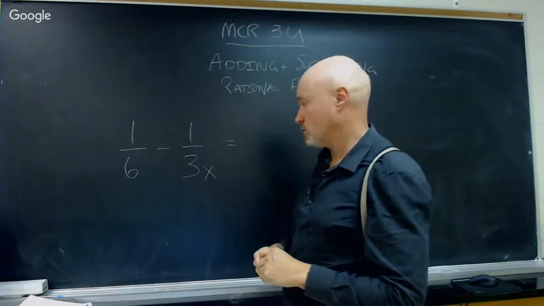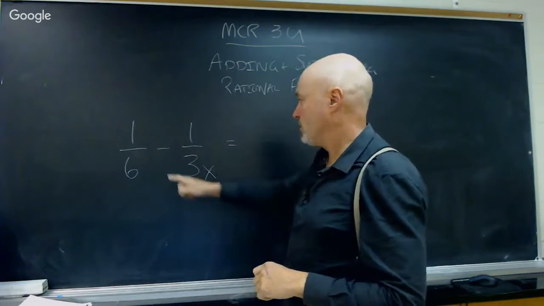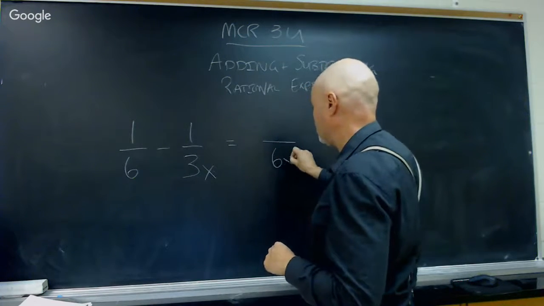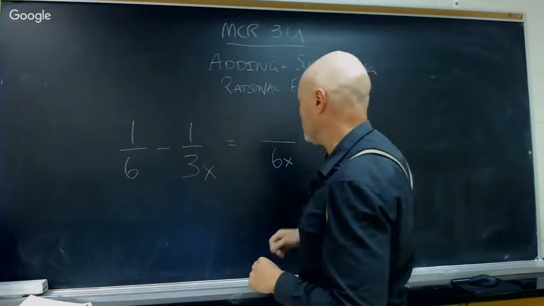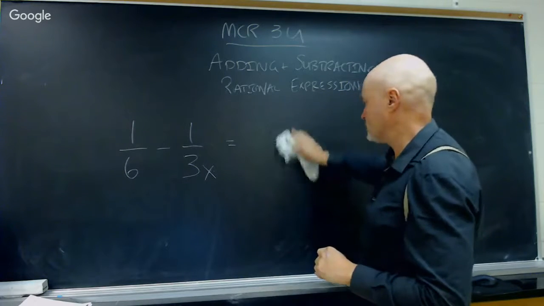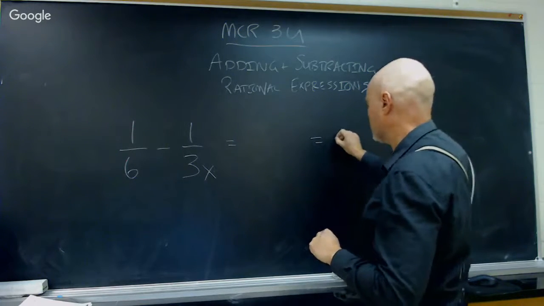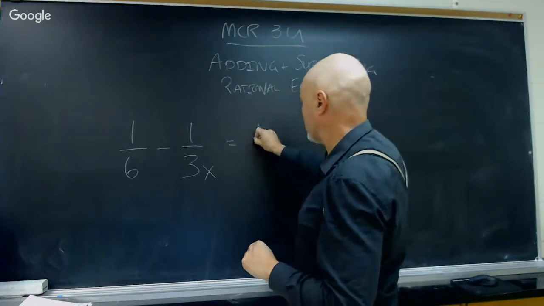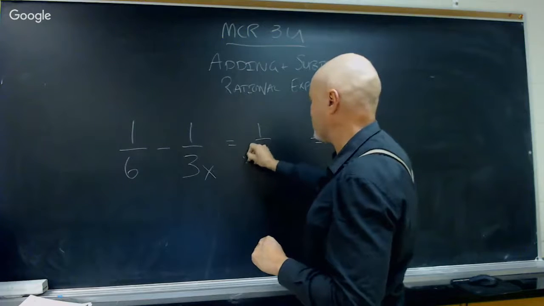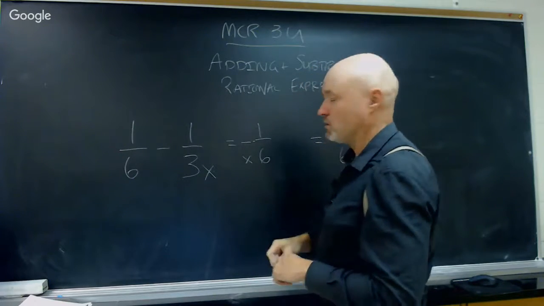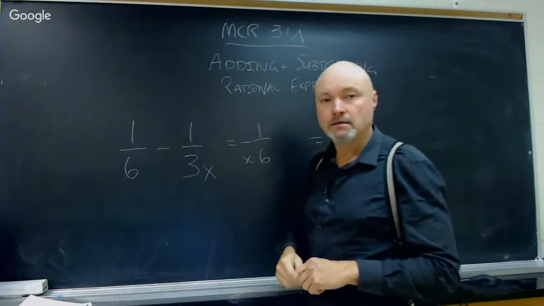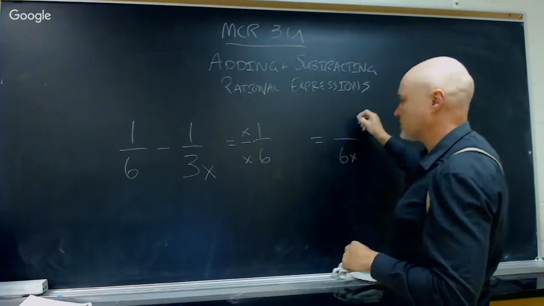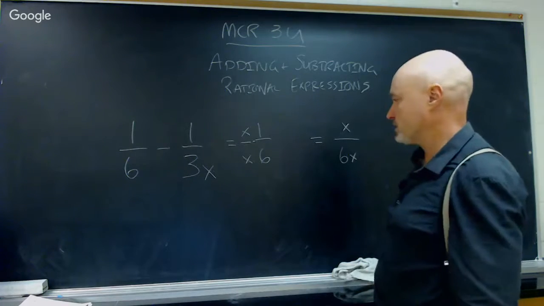So this is 1/6. I want a 6x on the bottom, okay? In other words, what did I do to 1/6 to get this 6x on the bottom? I multiplied the bottom by x, but I can't just multiply the bottom by x. I have to multiply the top by x, okay? So this becomes x over 6x.